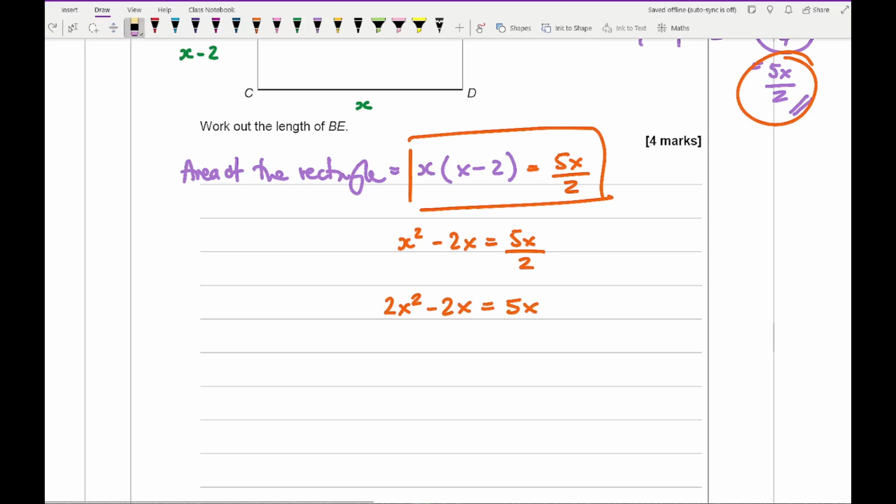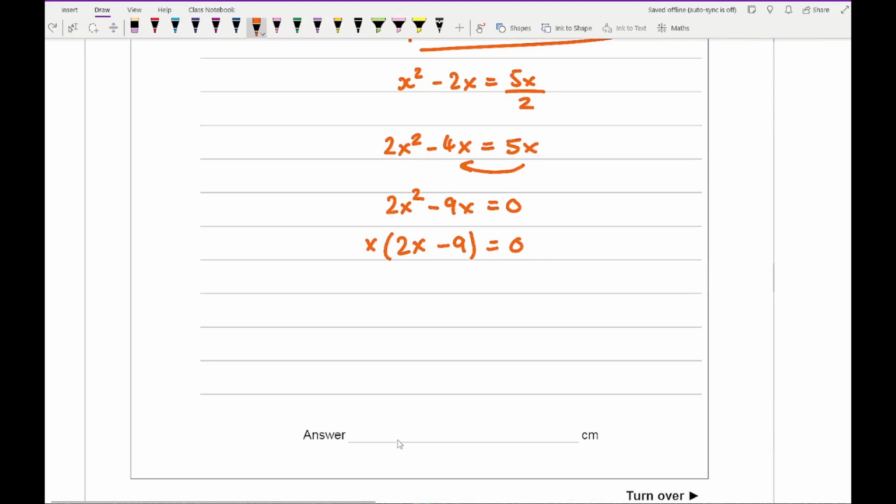Actually, that's going to be 4x. Let me just get rid of that. Equals 5x. And then from this, I can take the 5x over to the side to end up with 2x squared minus 9x equals 0. And then I can factorize it with regards to x. And this is what I now need to solve.